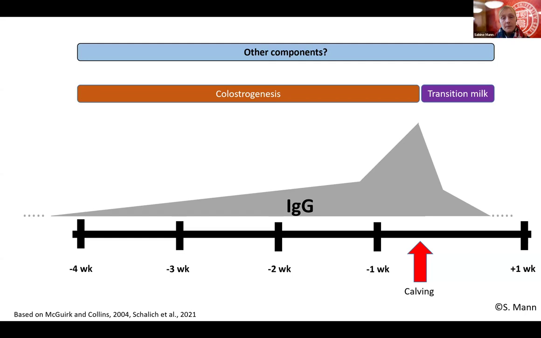As you can see here, it's important to note this, because when cows calve prematurely, for some reason or the other, they may not have had time to complete this process. And so cows that calve too early often suffer from poor quality of colostrum because this process was not completed the way it was intended to be completed.